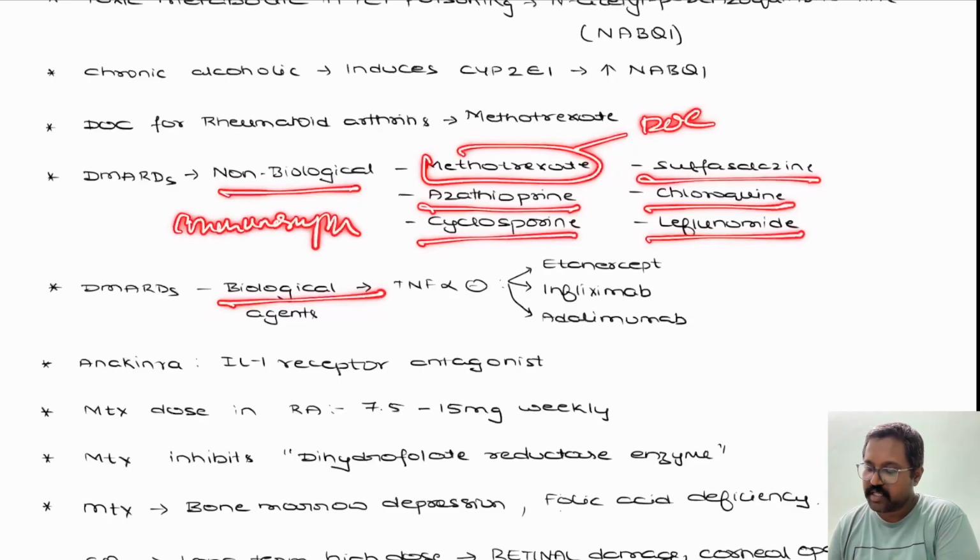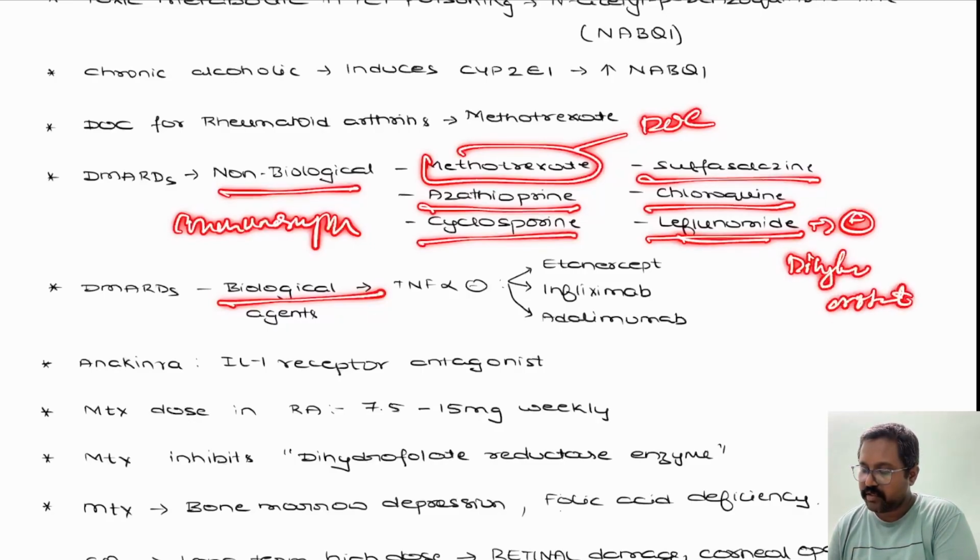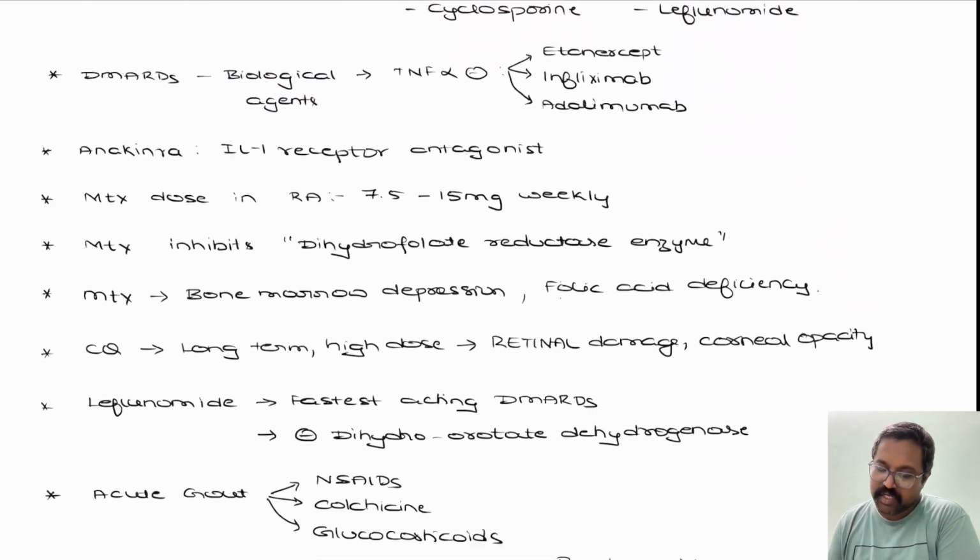and these are all the immunosuppressants. Leflunomide acts by inhibiting the dihydroorotate dehydrogenase enzyme. So what is anakinra?